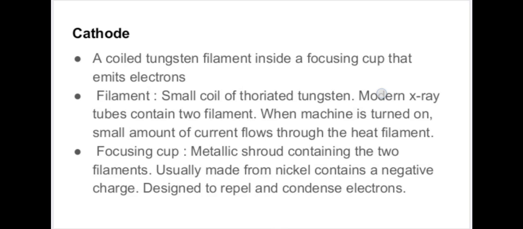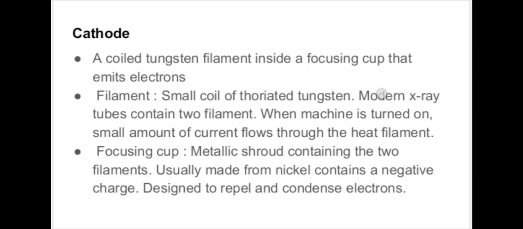Next is the focusing cup. Usually a metallic structure contains the two filaments. It is usually made from nickel, and carries a negative charge. It is designed to repel and contain the electrons. The focusing cup is also called the cathode block, which surrounds the filament and shapes the electron beam's width. It is used to focus the electrons on a smaller area of the anode.